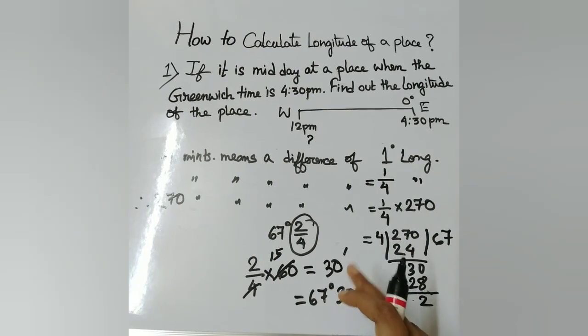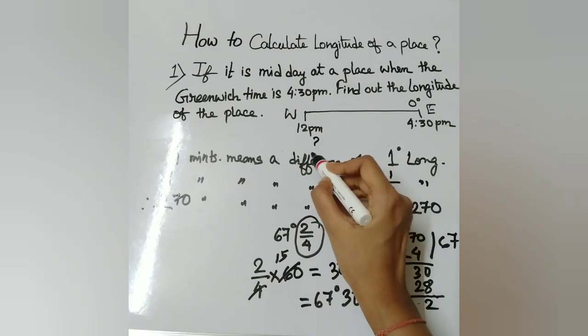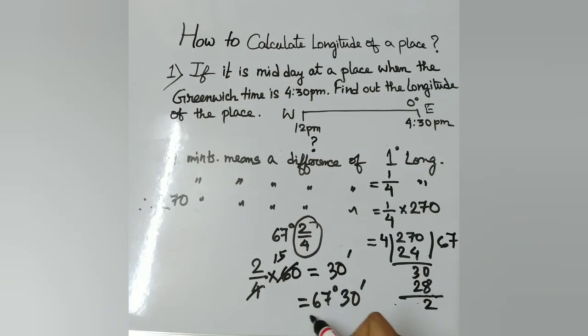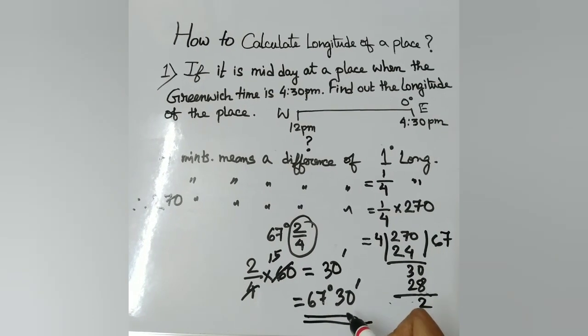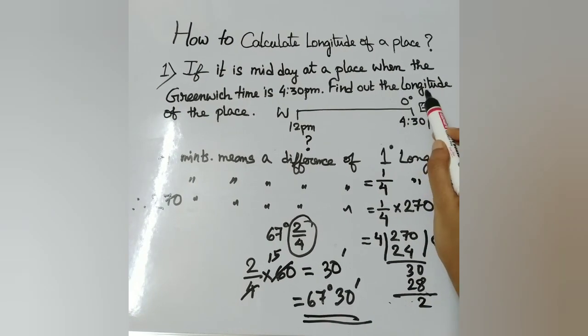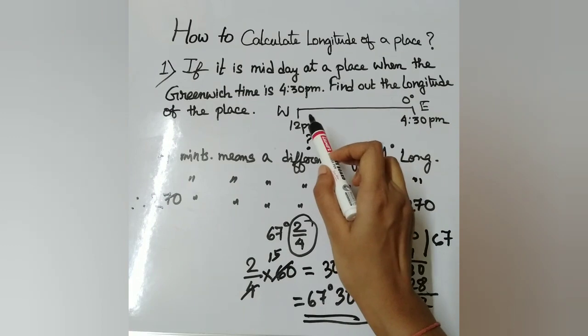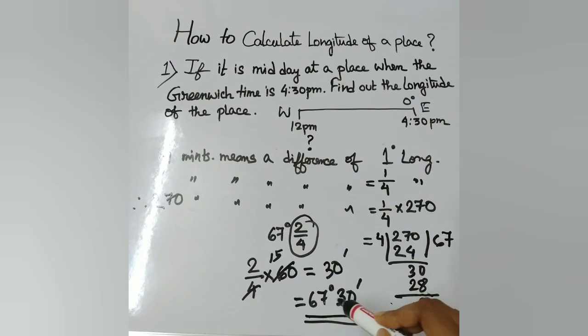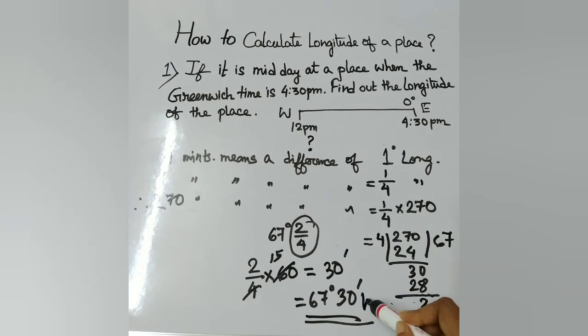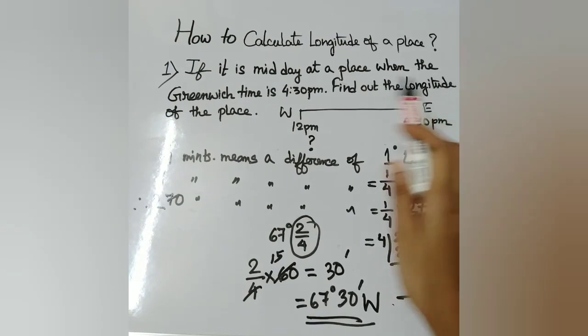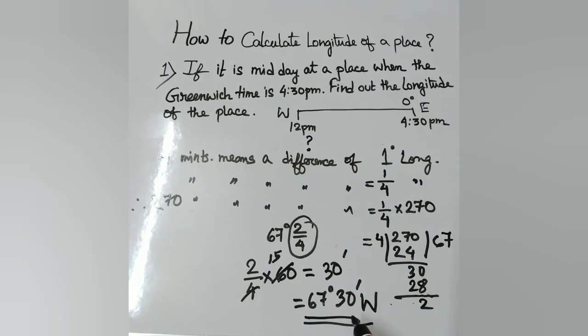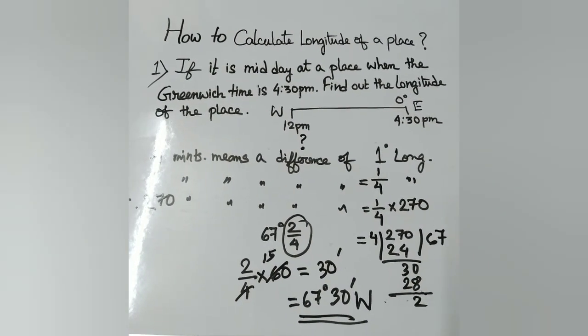So, the longitude of this place is 67 degree 30 minutes. 0 degree is in the Greenwich Mean Time. Behind that, it is 67 degree 30 minute west. So, the longitude of the other place is 67 degree 30 minute west.